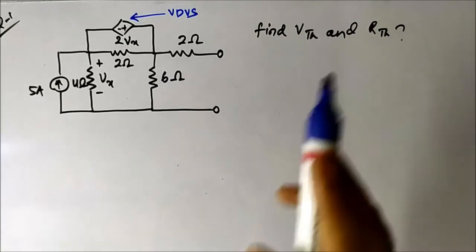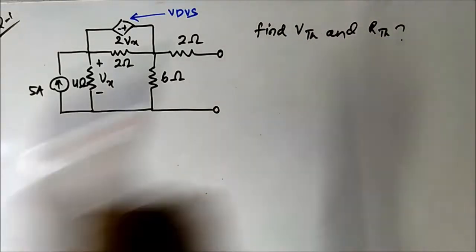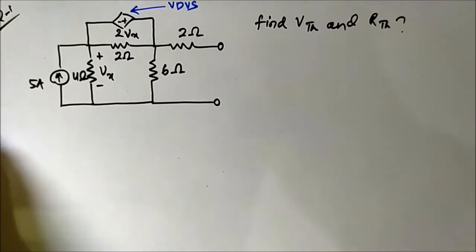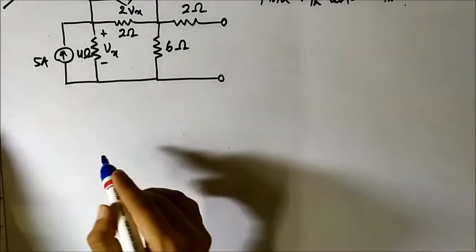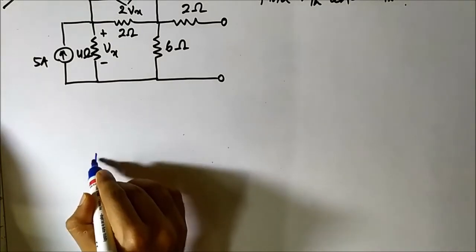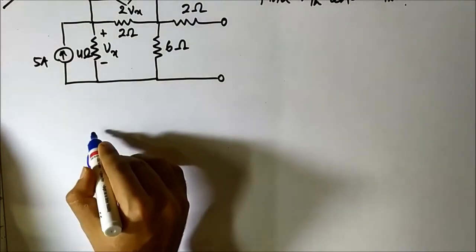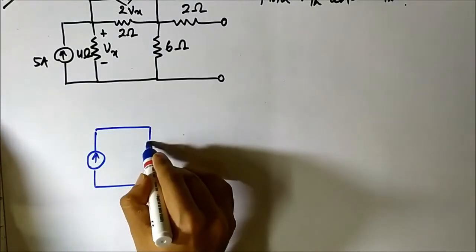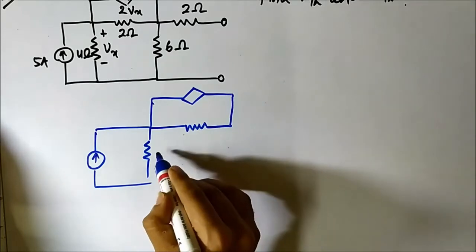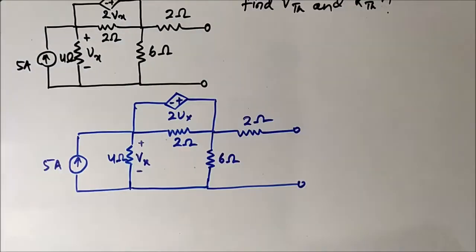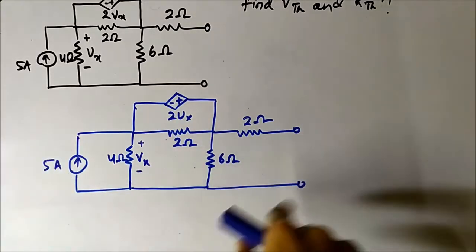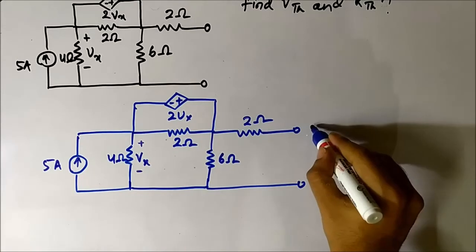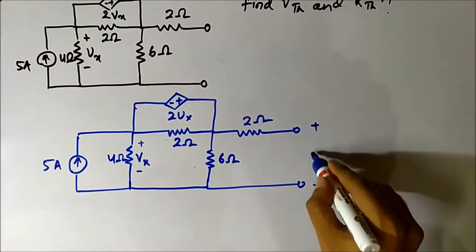Okay, so here we have to find VTH and RTH. First, let us find the VTH calculation. For that, let us redraw the circuit again. It will be like this. Okay, so here we have redrawn this circuit for VTH calculation. This is the Thevenin voltage.